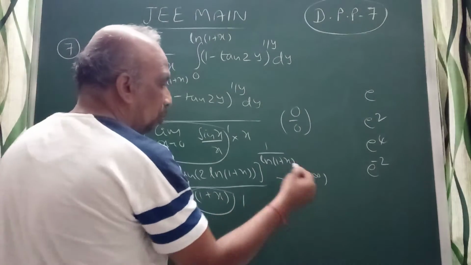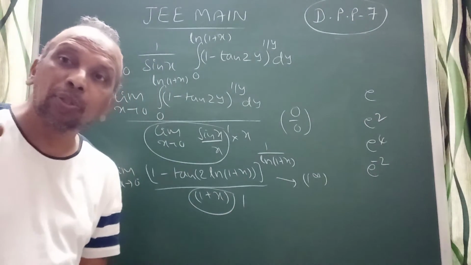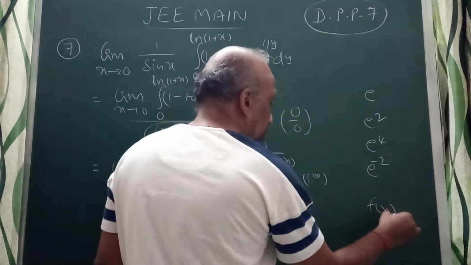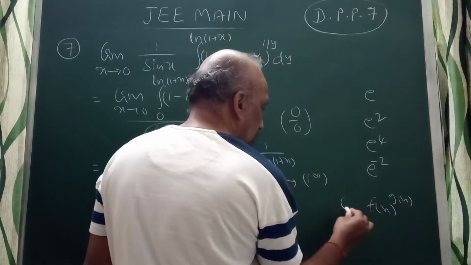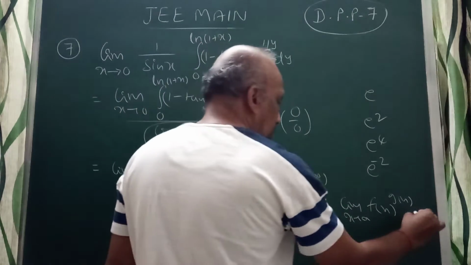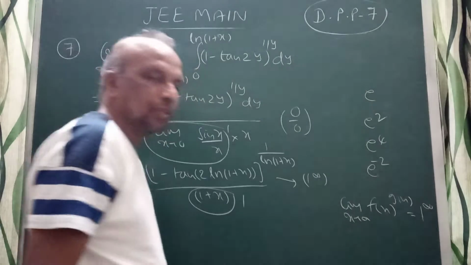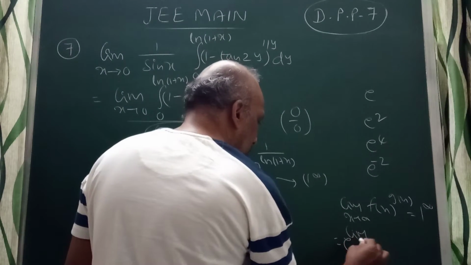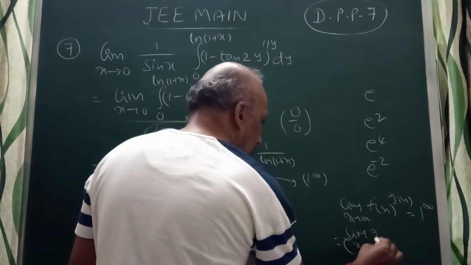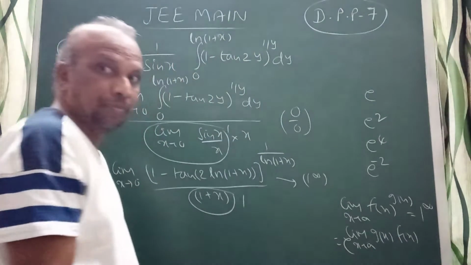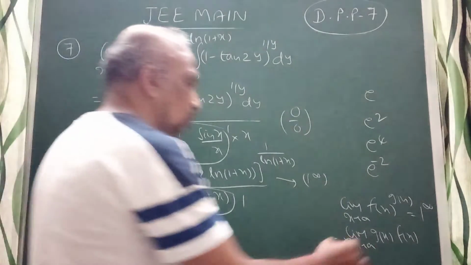The numerator will be of the form 1 power infinity. Whenever the limit is of 1 power infinity form, remember: suppose f of x whole power g of x, limit x tends to a, is 1 power infinity form. Then I can write this is equal to e to the power of limit x tends to a of g of x into (f of x minus 1).